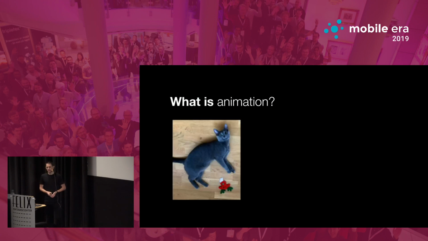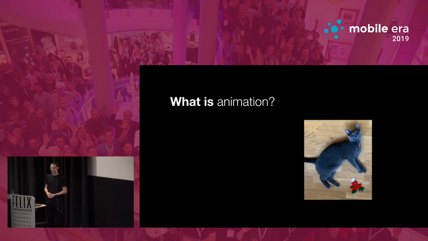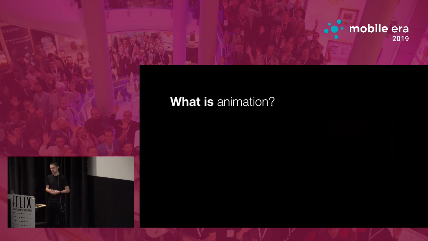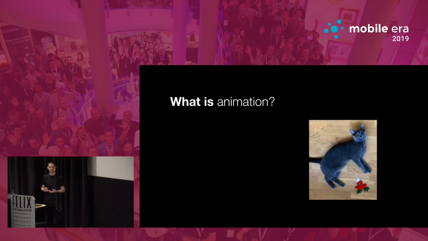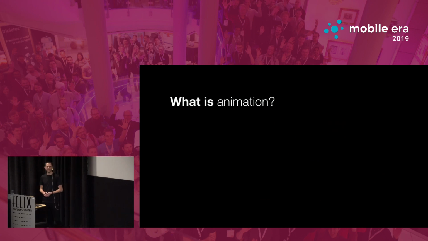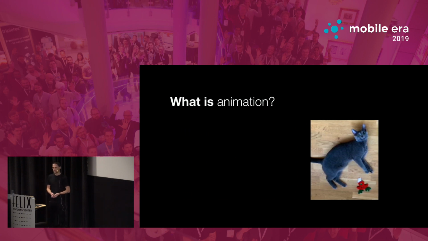But what is animation in the end? Animation is just a change in value or state over time. If you look closely at this cat animation, at first the cat slides nicely on the x-axis, so that is a value change. And then in the end, the cat fades out, so that is a state change.